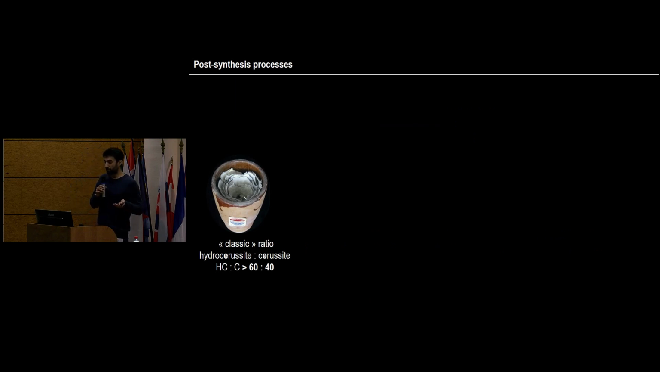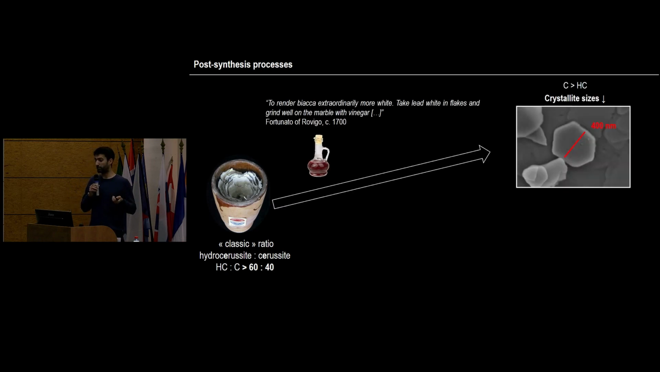Our research convinced us that when you obtain a raw lead white pigment, it is most of the time in what I would call the classic ratio of hydrocerussite to cerussite, greater than 60:40. So usually a pigment obtained through the classic way of synthesis is richer in hydrocerussite. But what we know is that in Leonardo's time, several post-synthesis processes were used in order to make the pigment more, let's say, suitable to paint with. One of those post-synthesis processes consisted in washing or grinding the pigment in acidic environment.